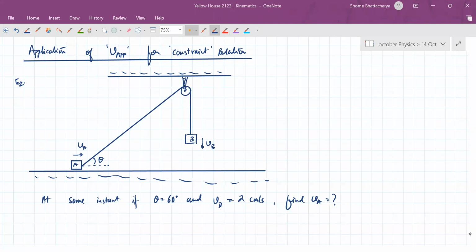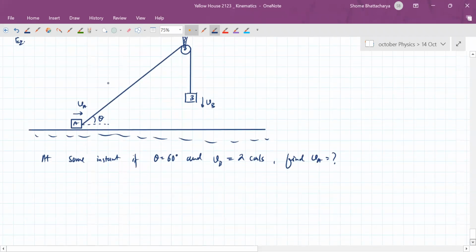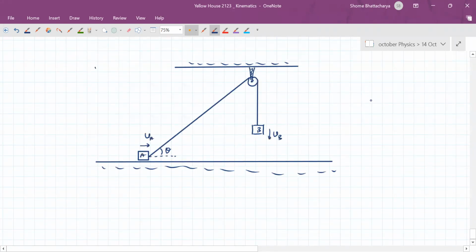Okay. Now we'll see here how we can use the concept of approach and separation velocity. So if we take the distance of this point A with respect to this point, let's say P, as S, and then we take the distance of this point Q from this point B as, let's say, Y. Now we can see that S plus Y should be constant. This is thread length conservation.